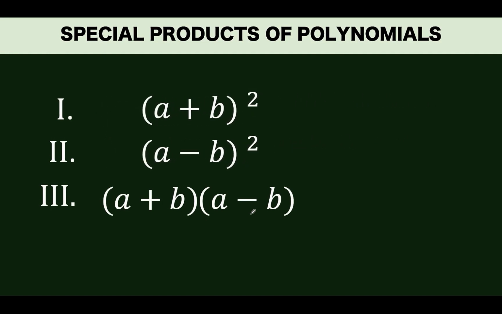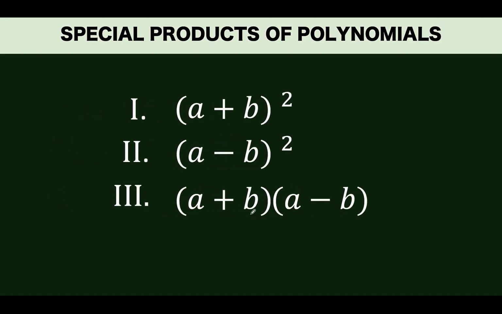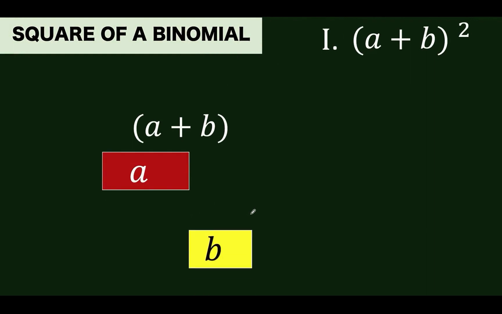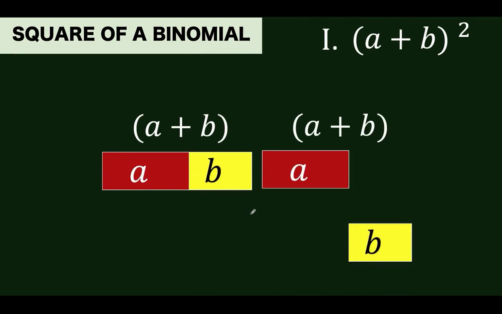So let's visualize first the first case, the square of the binomial A plus B. So how do we visualize A plus B? It's like this, and this is the same A plus B.